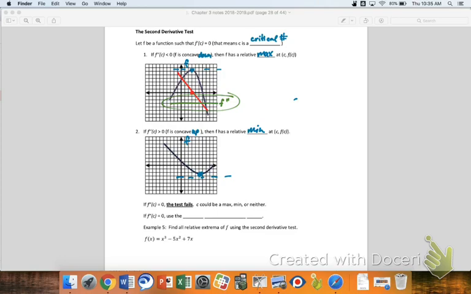Okay, fair enough. So if f double prime is positive, we know that we have a relative minimum. If f double prime is negative at the critical number, we've got a relative maximum. But if f double prime of c equals 0, the second derivative test does not tell us anything. It literally tells us nothing. I'm not withholding any information from you. It just means that it doesn't apply here. And so c could be any of the above.